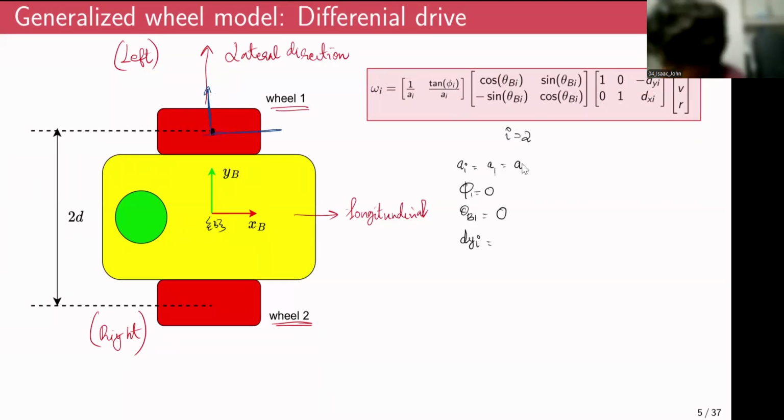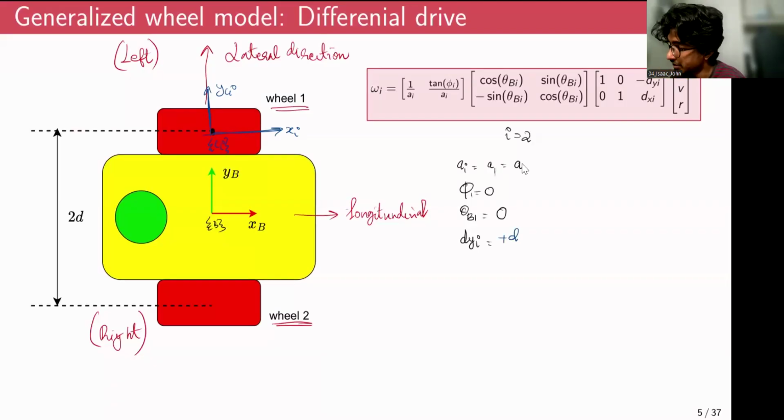Sorry, this is to be YCI and this is to be XCI. So dyi is the y component of the unit vector from B frame to the CI frame. Since if you consider the width of the robot to be 2D, like so, the distance from the B frame to the first wheel is nothing but D in the positive y-axis plus D.